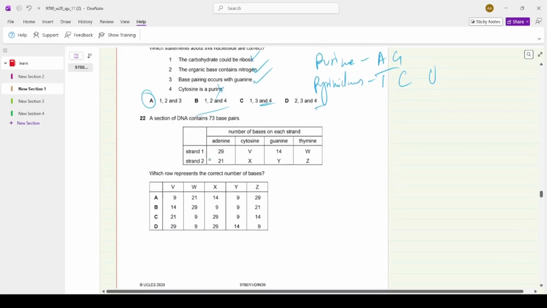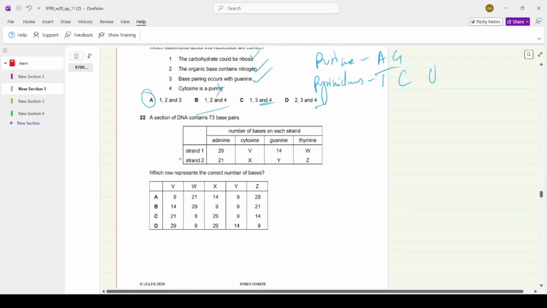Okay, then moving to number 22. A section of DNA contains 73 bases. So in total, we have 73 base pairs. Yeah, it's important: base pairs. Then they are giving the number of bases on each strand: adenine, cytosine, guanine, thymine, then strand 2. Those are the bases.